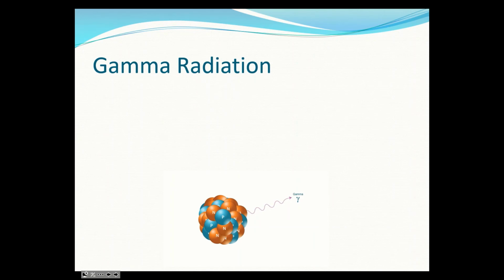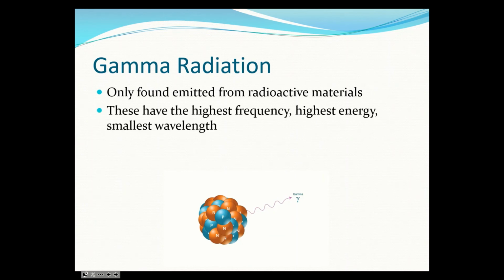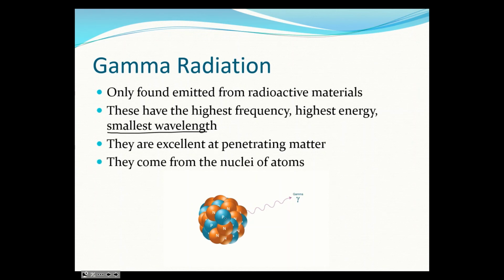Okay, and then our last type of radiation that we're going to talk about is gamma radiation. So this is super high energy, high frequency, small wavelength, and it's only found emitted from radioactive material. So that's where we get gamma radiation from, is from radioactive things. So they have the highest frequency, highest energy, smallest wavelength. They are excellent at penetrating matter, and they come from the nuclei, which is plural of nucleus. They come from the nuclei of the atoms.